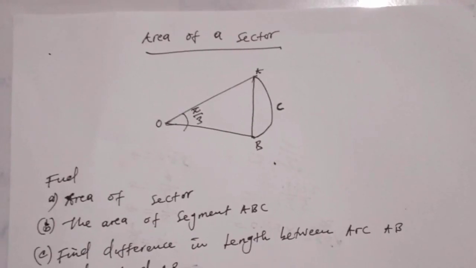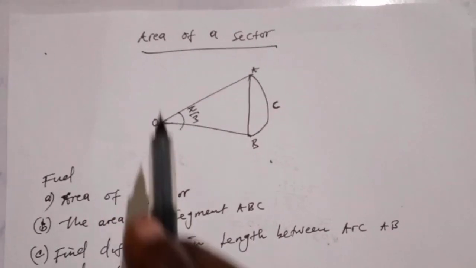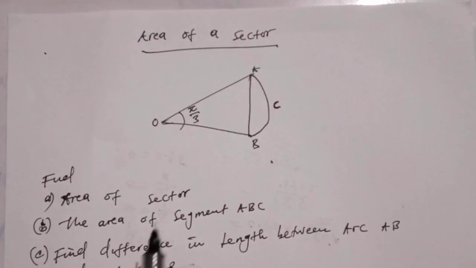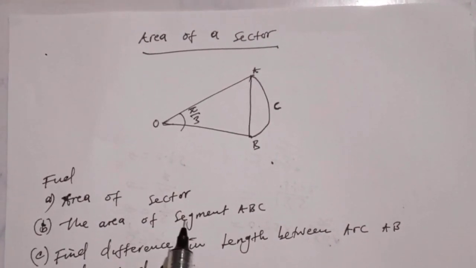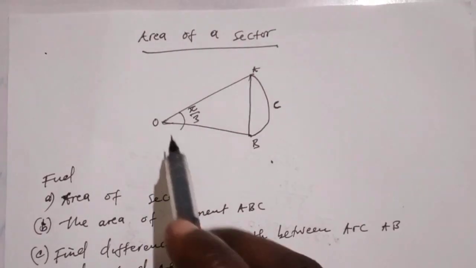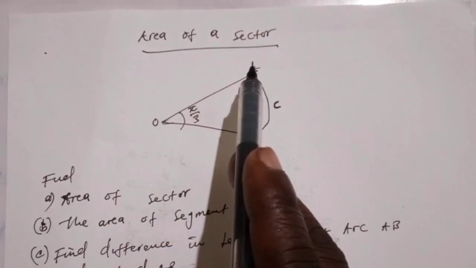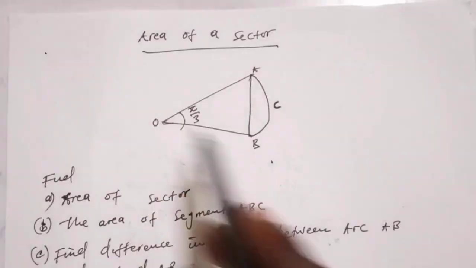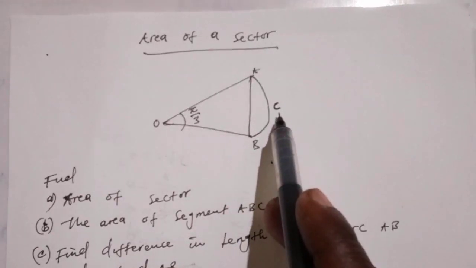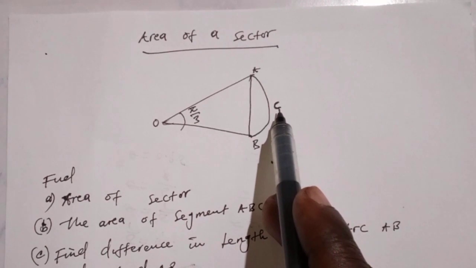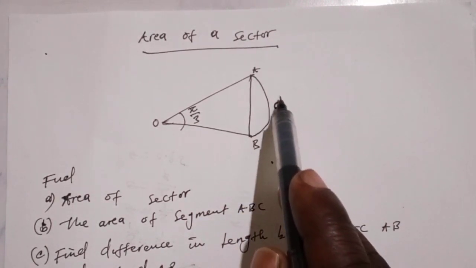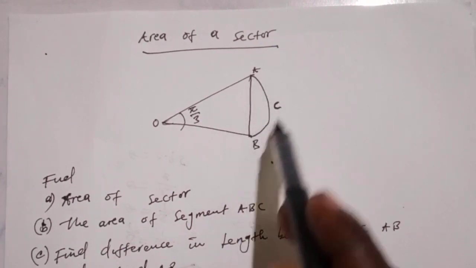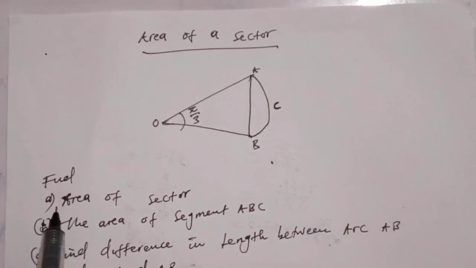Hello guys, welcome back. Today we are looking at the area of a sector, because last time we were looking at the length of an arc of a sector. So we have this sector, which is A or B, with an arc of C. This is the way it is. So in the question we are asked to find the area of the sector.